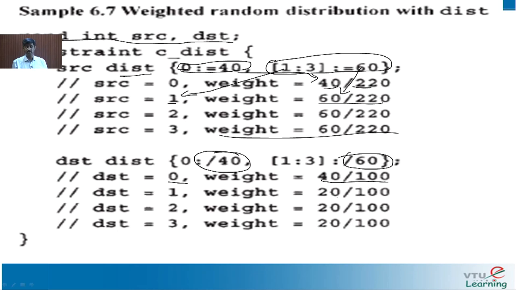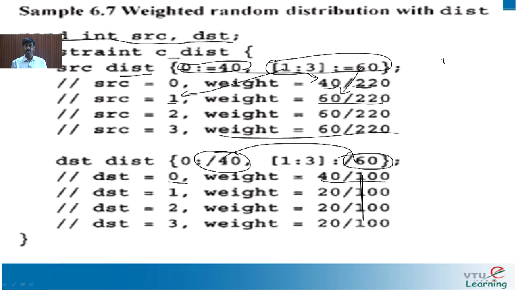The 1 is measured for 20 out of 100. 2 is measured for 20 out of 100. 3 is measured with 20 out of 100. As it is an equal distribution, the total value which appears for the weight will be 40 plus 60. Why is it doubled here? Because it is the same operator, 4 into 100, 400. As I am distributing for two ranges, one range here and one range here.